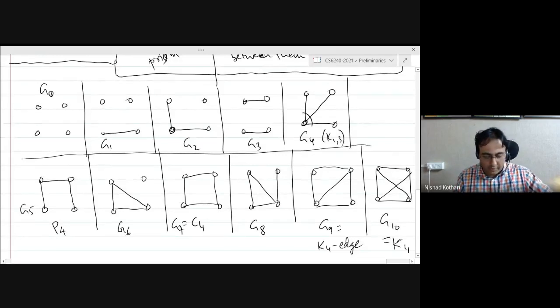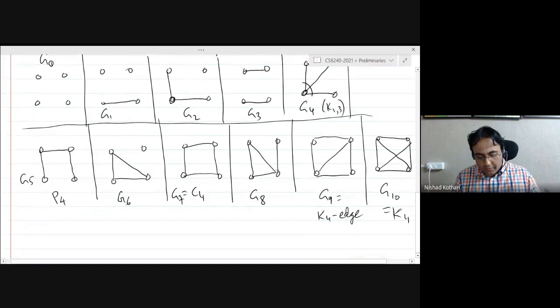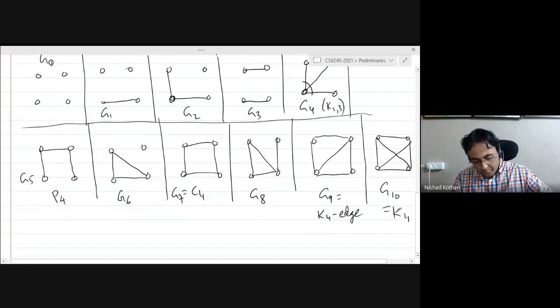Okay? So these are all the graphs on 4 vertices, non-isomorphic graphs. I won't keep saying non-isomorphic. When I say graphs, I'm generally talking about them to be non-isomorphic. I really don't care about 2 graphs that are isomorphic, right? All right. So these are all the non-isomorphic graphs on 4 vertices.